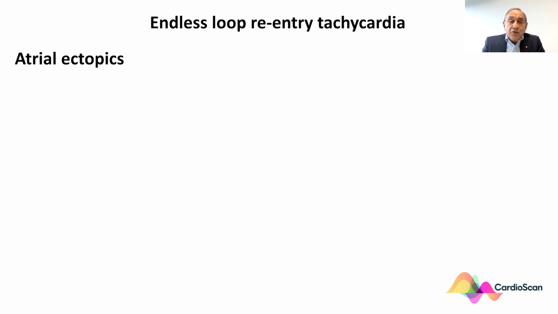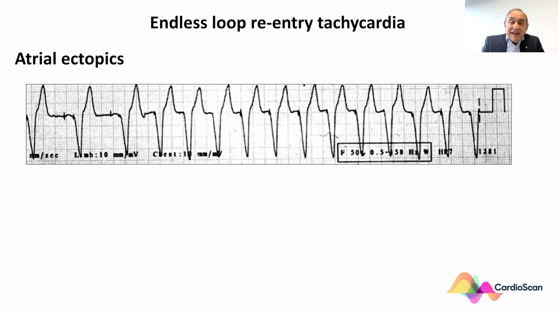Let's have a look at atrial ectopics. Here we can see a rhythm strip where at the beginning we can see atrial pacing and ventricular pacing. The red arrow with the yellow highlight shows an atrial ectopic with an inverted P wave, and this then sets up the endless loop tachycardia.